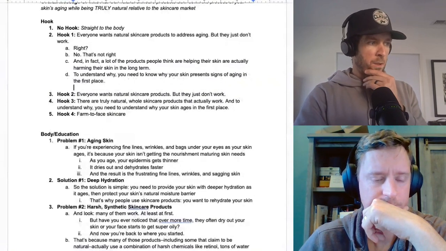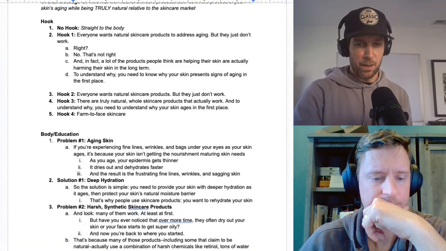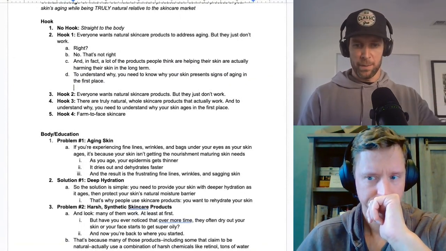And that would then lead us to, if you're experiencing fine lines, wrinkles, and bags under your skin as your eyes age, it's because your skin is getting the nourishment it needs. There you go. Again, you may also go back through as you write these hooks and slightly tweak some of the body language to make it all fit together a little bit better.